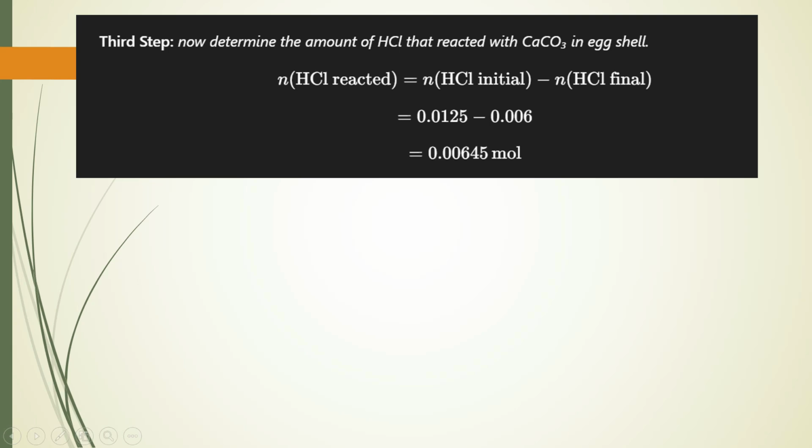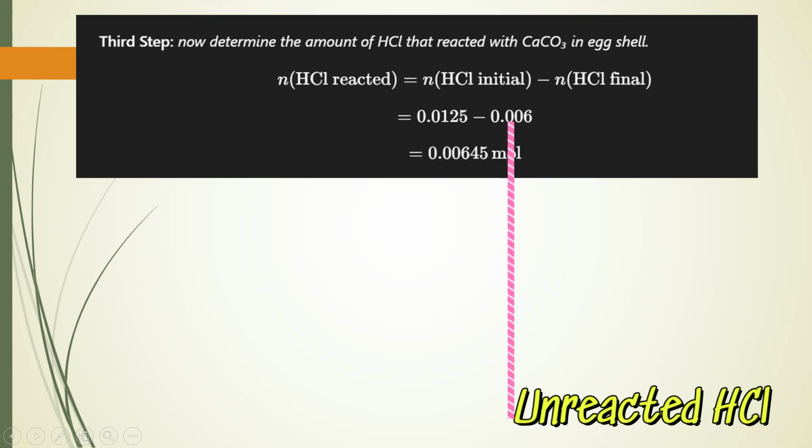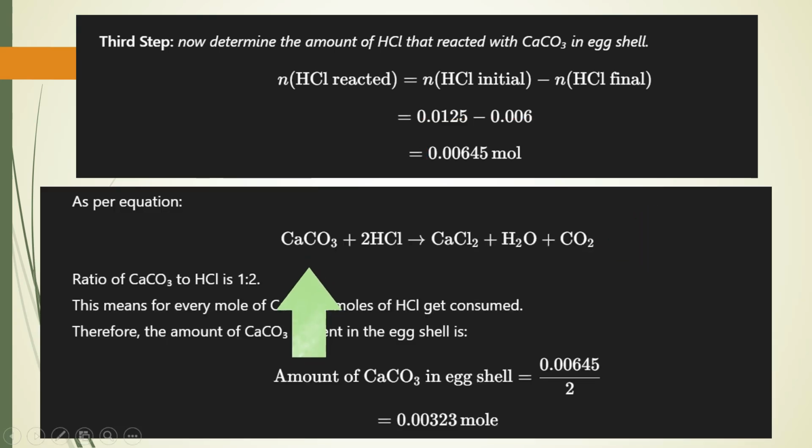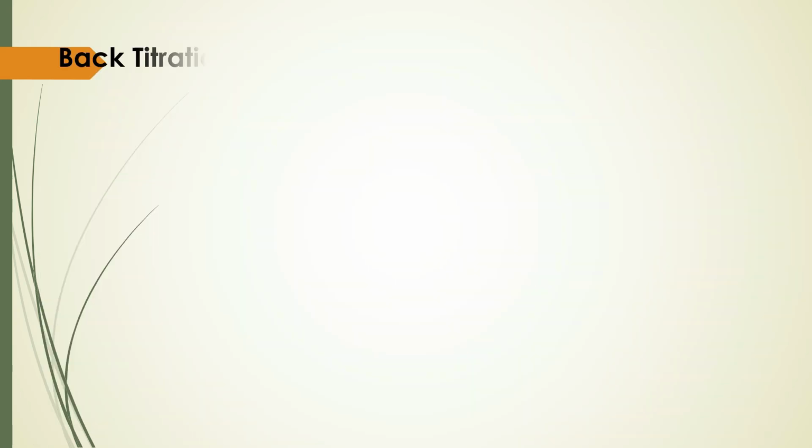Now we are in the third step. Let's determine the amount of HCl that reacted with calcium carbonate in the eggshell. So here you can see the number of moles of HCl reacted is equal to the number of moles of HCl initially minus the number of moles of HCl final. The total number of moles of HCl that we have used was 0.0125 and the unreacted amount was 0.006. The HCl reacted comes out to be 0.00645 mole. Now according to this equation, 1 mole of calcium carbonate requires 2 moles of HCl. This means half of that amount of calcium carbonate would have been used. That is why we divide 0.00645 by 2. This gives us the amount of calcium carbonate in the eggshell, which comes out to be 0.00323 mole.